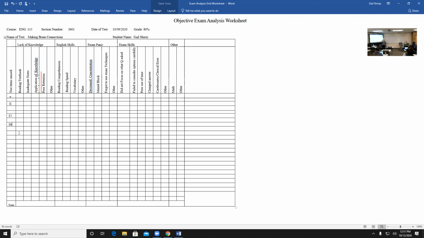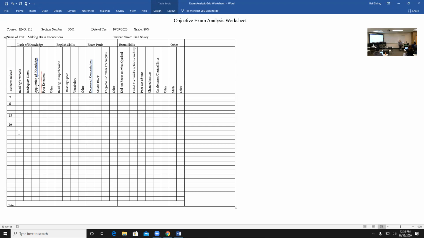And you do that for each question. So I'm going to look at question number 4. Why do I think I got that one wrong? Based on looking at the question, looking at the answer, look what I chose. Then I'm going to do the same thing for 10, 15, and 16. Now, each of these represents a category. The first category is lack of knowledge, the next one's English, the next one's exam panic, and the last one is exam skills.